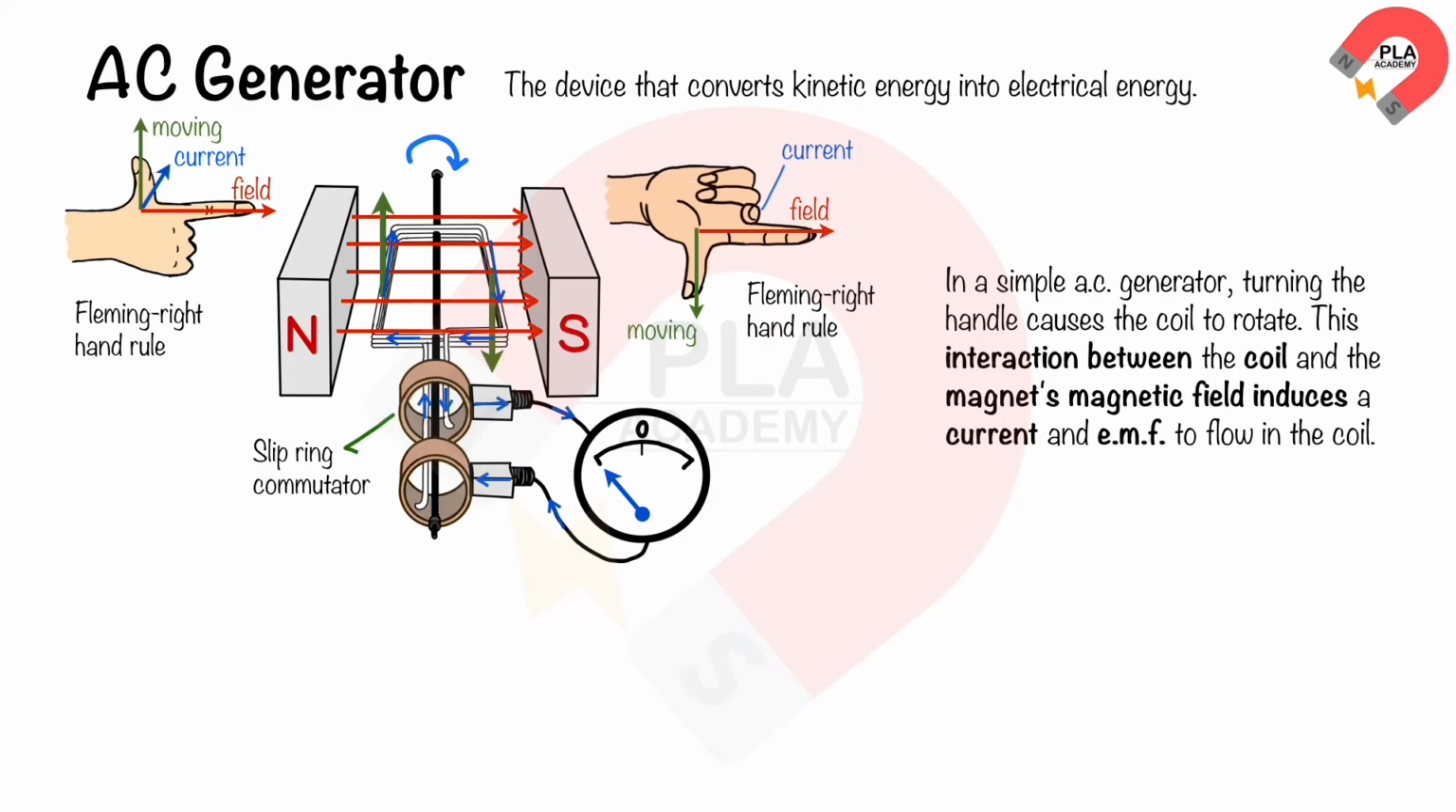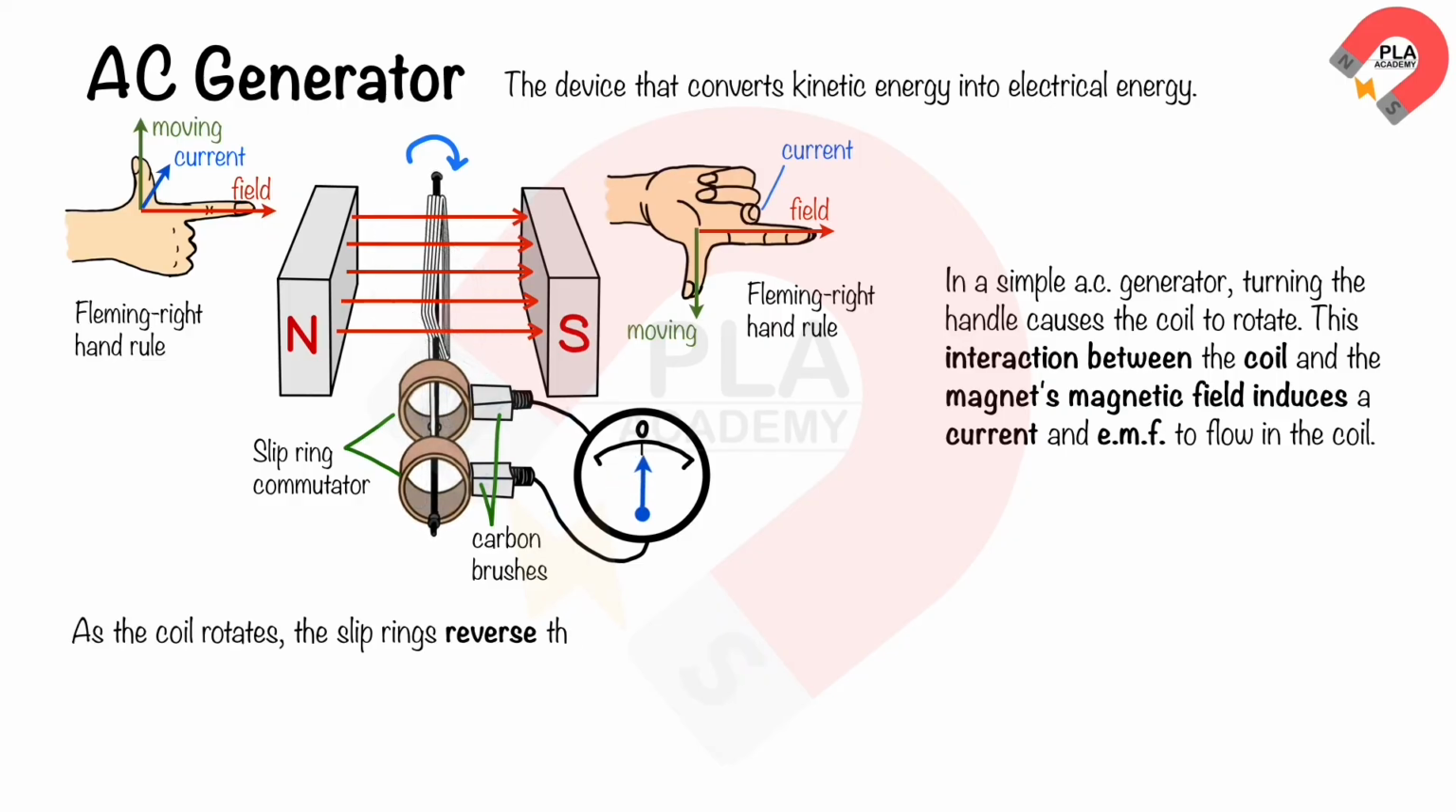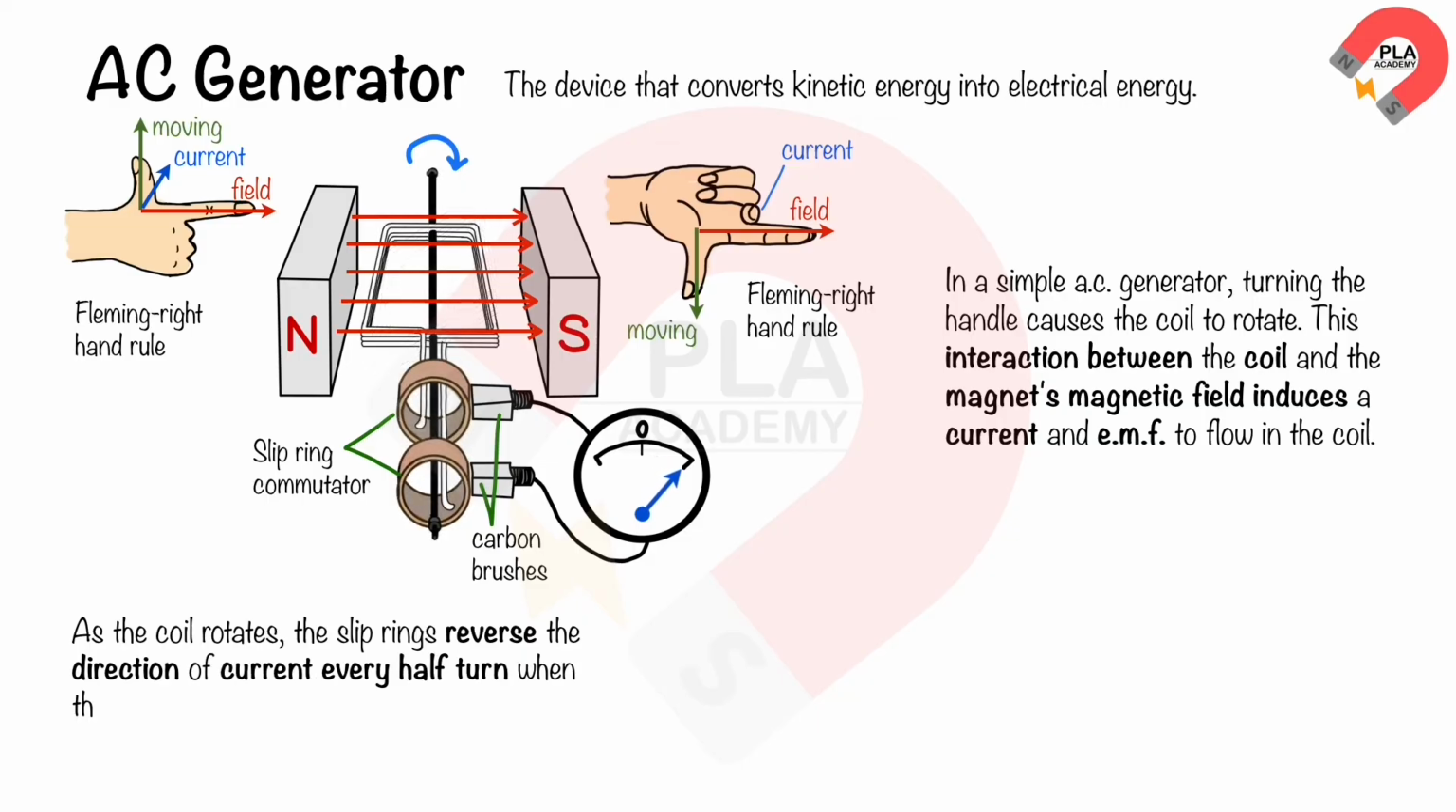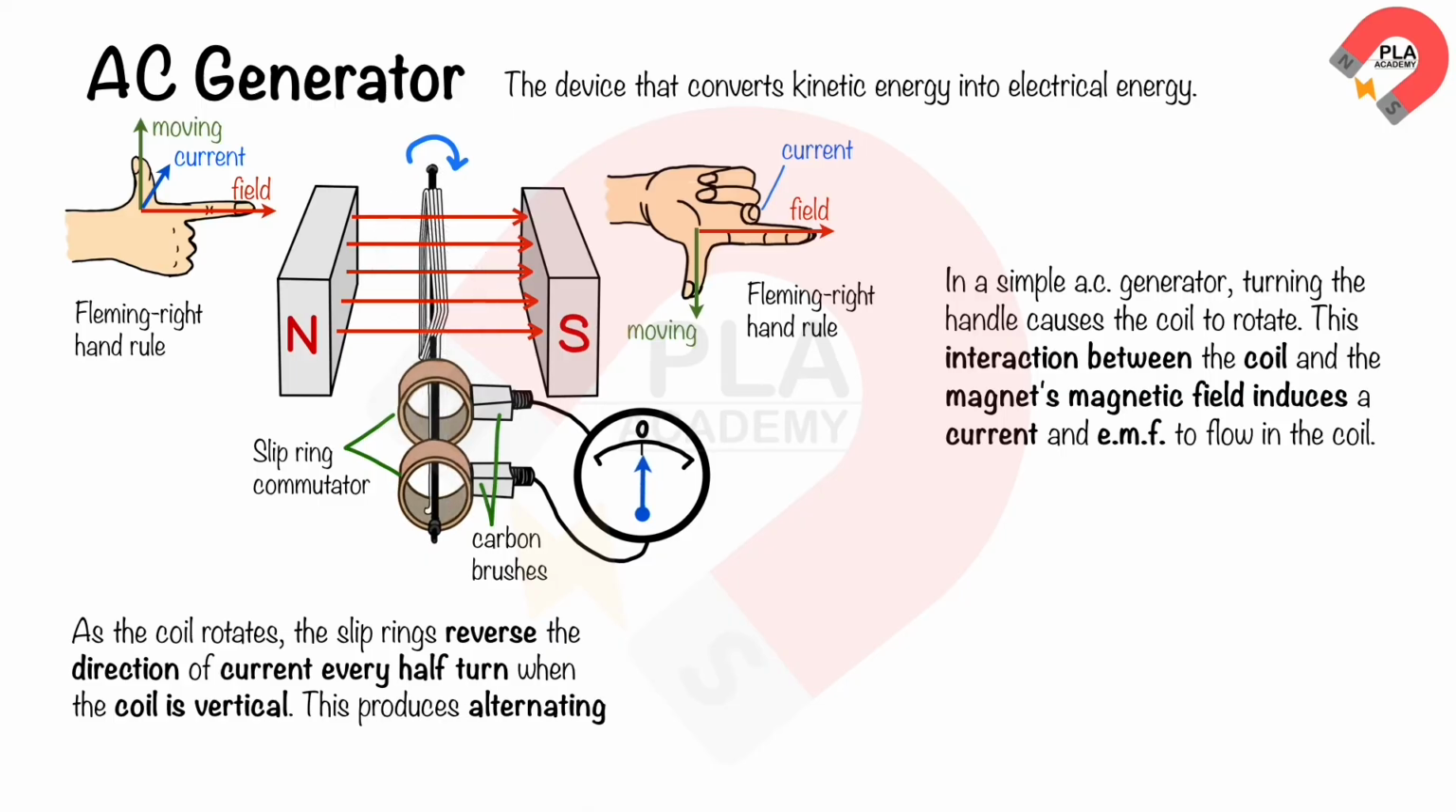This is the slip rings commutator, and these are carbon brushes. The contact between the slip rings and carbon brushes are sliding contacts. As the coil rotates, the carbon brushes are at rest. The slip rings reverse the direction of current every half turn when the coil is vertical. This produces alternating EMF and alternating current, the defining characteristics of AC electricity.